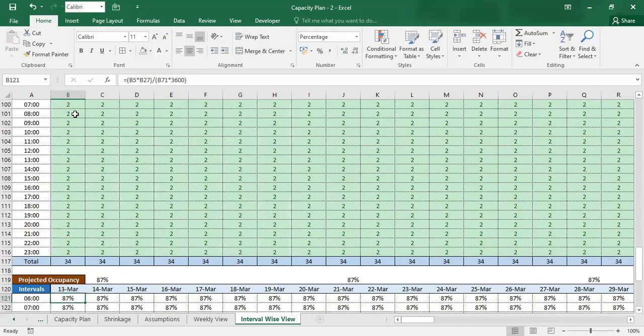So here, let me show you. This is the workload that I have in that particular interval. And the capacity that I have is this much, based on the dummy schedule that I have plotted here. I hope it is clear to everyone.